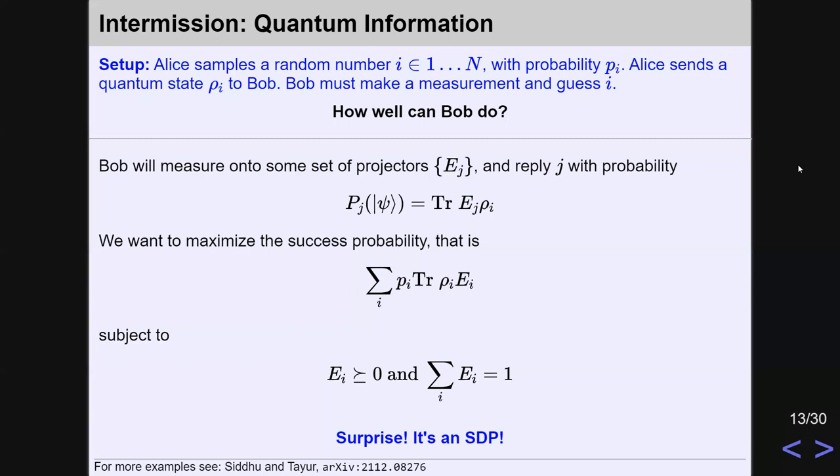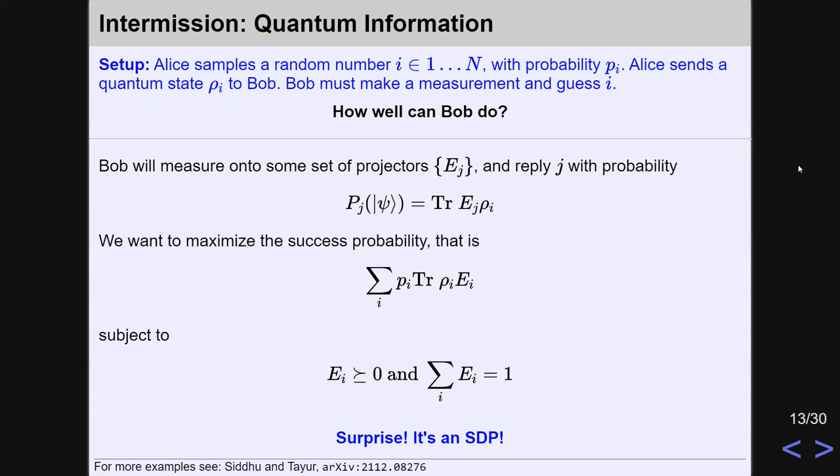And I'm going to apply whatever number I measure. So I know that the probability of me applying j is just the trace of the projector times the density matrix. And I want to maximize the probability of success. Well, what's the probability of success? It's an expectation value over Alice's distribution. Right? So I take a sum over all things Alice could have sent me, with the probability that Alice does that, multiplied by the probability that I, Bob, actually get the right answer.